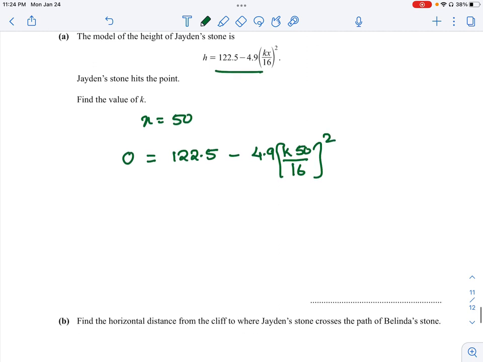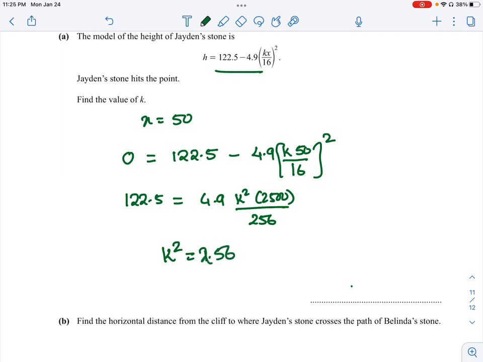So when it reaches a total distance of 50, the height is going to be 0. From there, I can get the value of k. So 122.5 is equal to 4.9 times k squared times 2500 divided by 256. From here, I directly write it out: k squared value is 2.56. The k value is the square root of 2.56, which is 1.6.